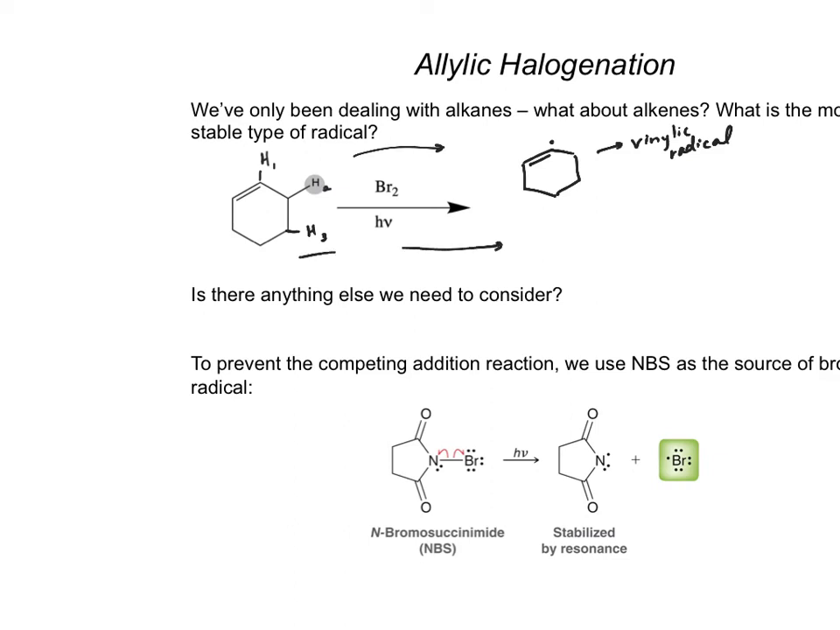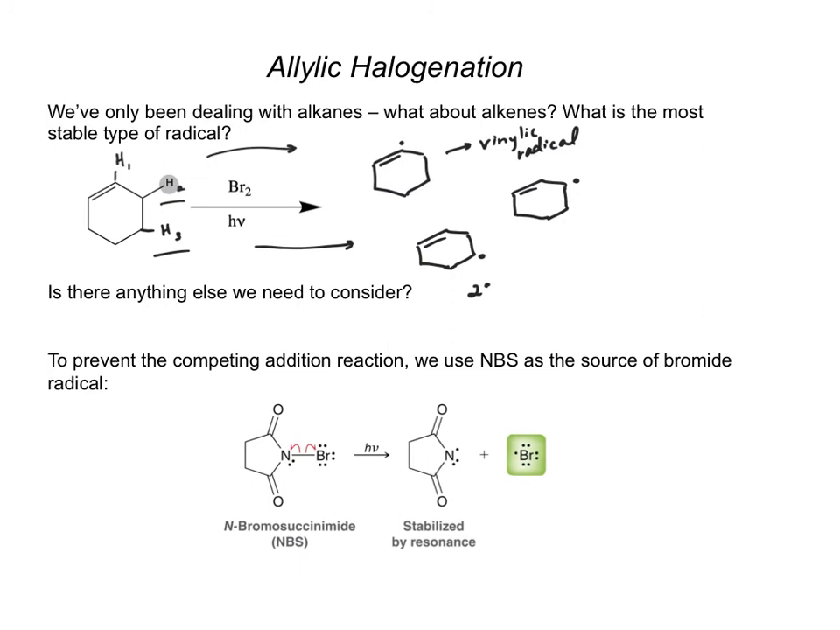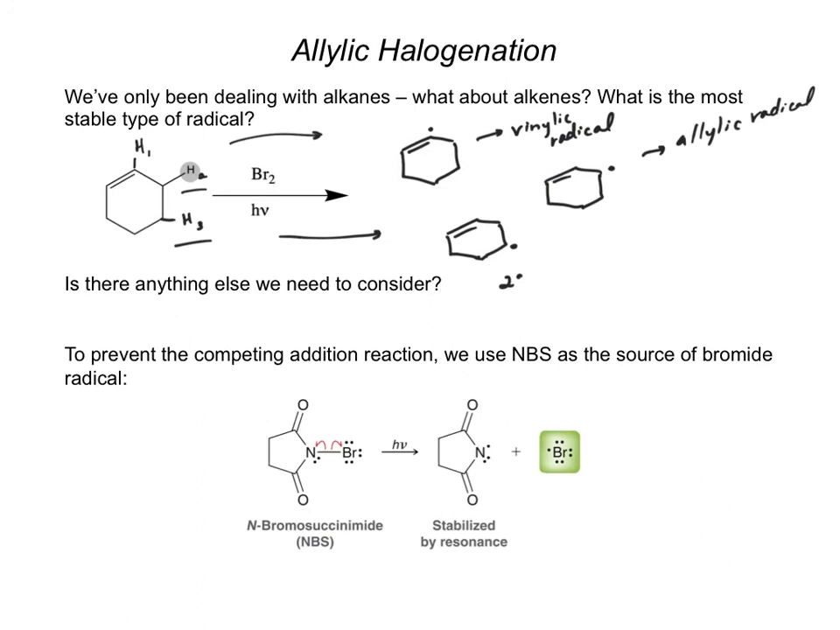We could also consider what happens if we took away hydrogen 3. If we abstracted hydrogen 3, we would get the production of this radical, which is a secondary radical. We can also consider hydrogen 2. If we abstracted it, we would also get a radical here, which is a secondary radical. But this is also a special type of secondary radical in that it is an allylic radical. And allylic radicals are more stable than the tertiary radicals and the secondary radicals, etc.